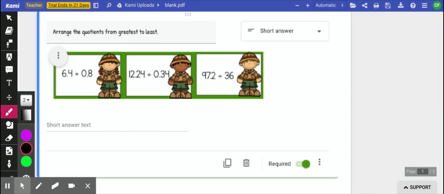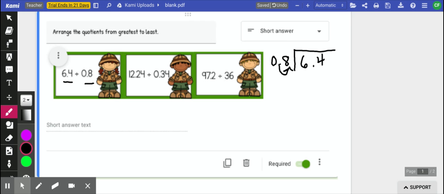Okay, so here I have the first part of the division challenge, and it says 6.4 divided by 0.8. So I'm going to go off to the side, and 6.4 is my dividend. That's the number that's being broken apart. And I'm dividing that by 0.8. I'm going to completely ignore that 0. I don't need to pay attention to it. There is a decimal on the side, so I need to slide.